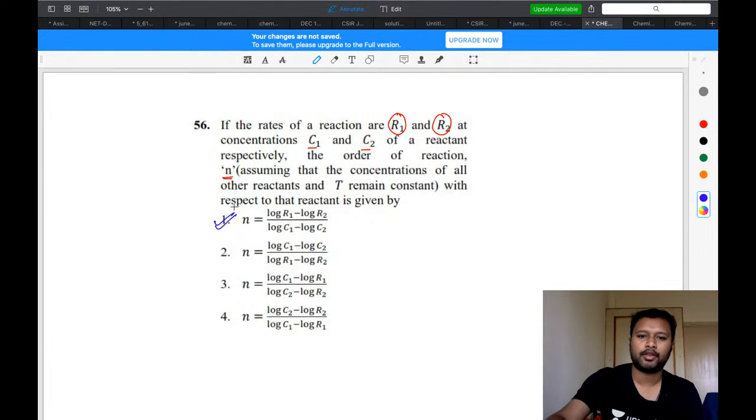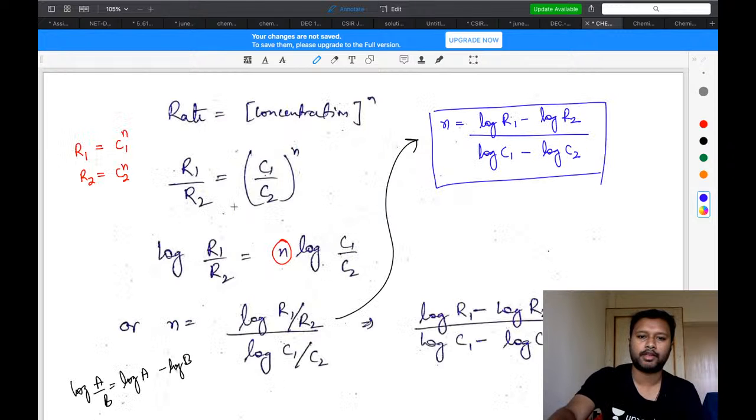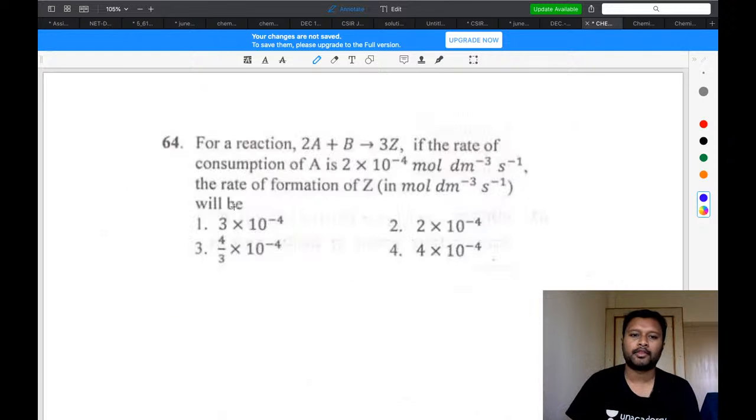All right, I hope this is much clear to you, how it has been done. Let's take the next question. For a reaction, the reaction is given as 2A + B giving you 3Z. The rate of consumption of A is 2 × 10^-4. What is the rate of formation of Z? That's what they are asking.